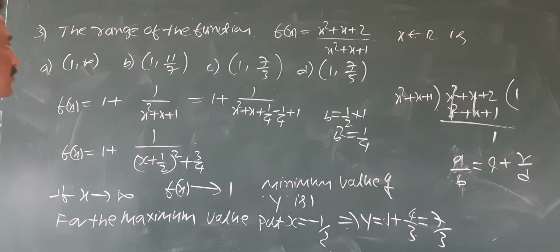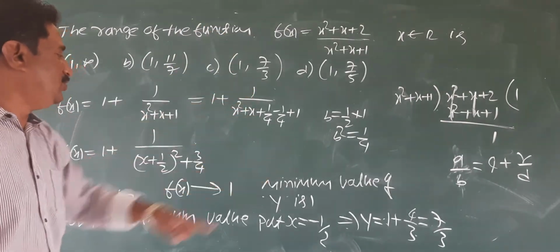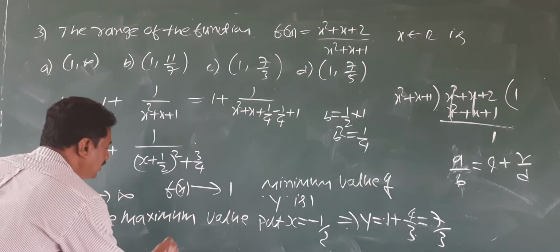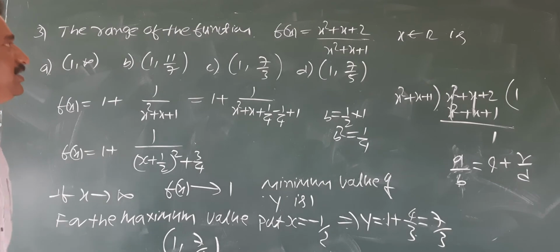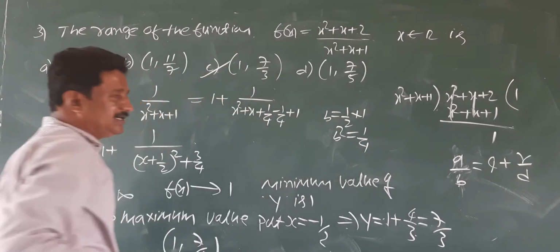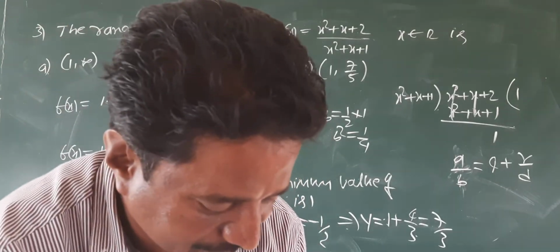Range means the y values for that given function. So y values vary from 1 to 7 by 3. So 1 to 7 by 3. Tell me the range of the function, students. So option C, correct.